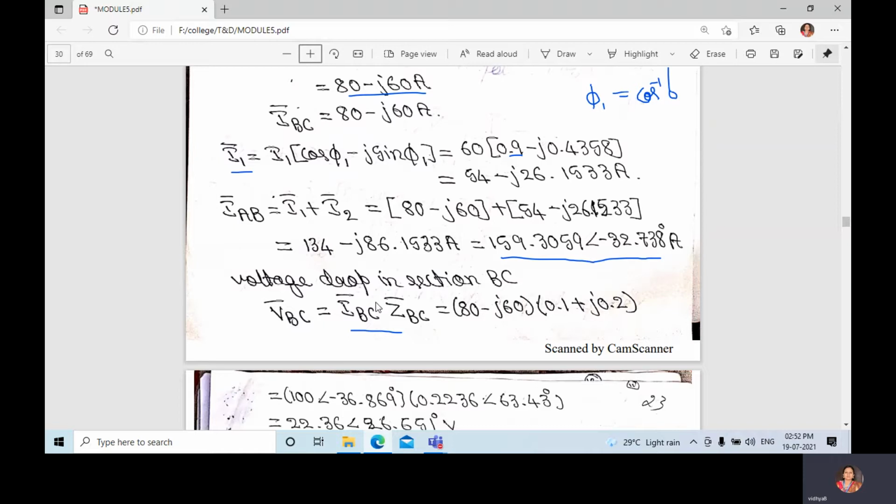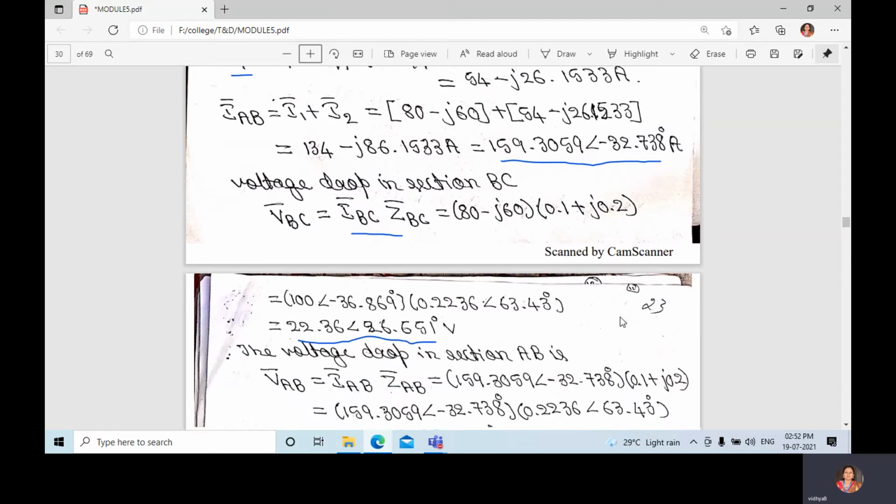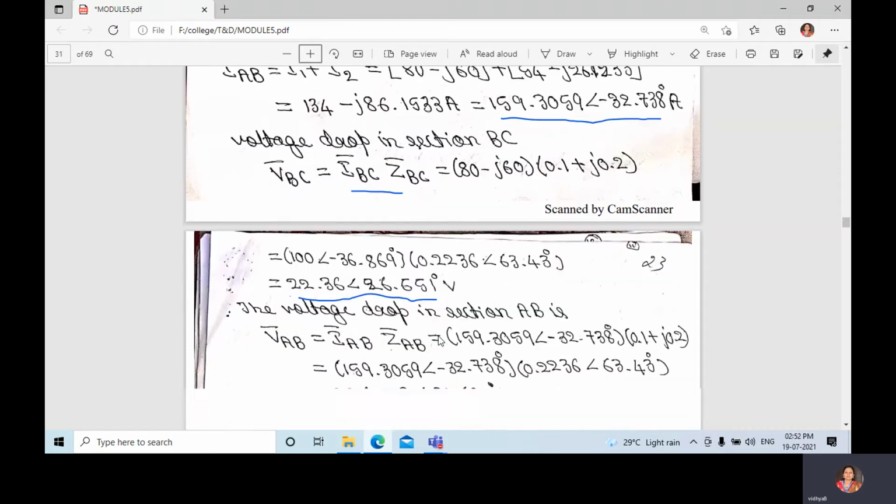Voltage drop in section BC. VBC is equal to IBC into ZBC. We know the value: 80 minus j60, and ZBC value we know is 0.1 plus j0.2. Multiply and you'll get the value: 22.36 at angle 26.651 volts.